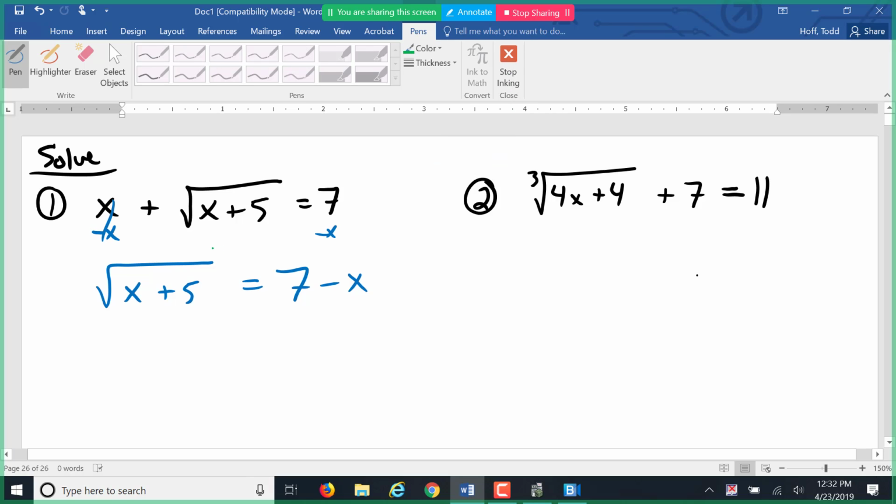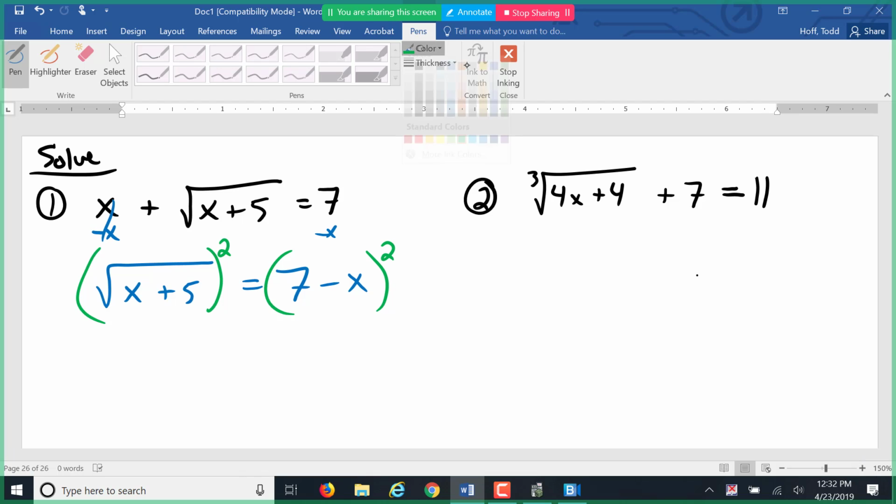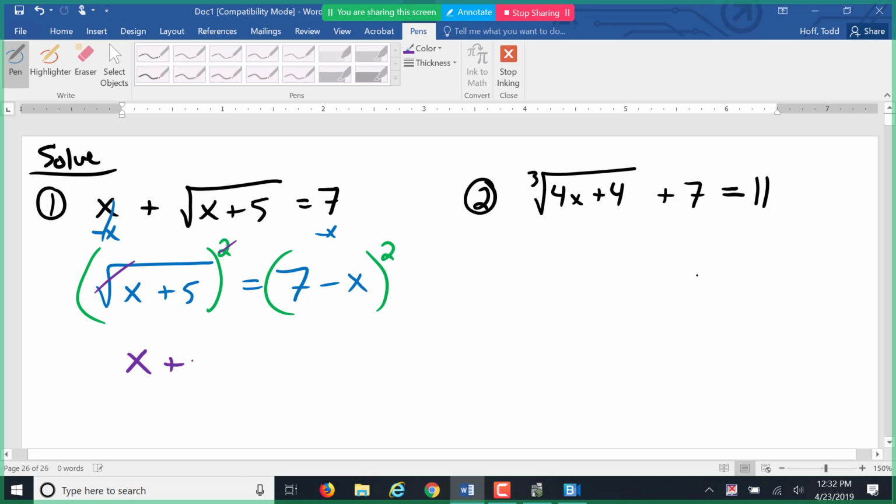That's the square root, so it's going to take a power of 2. Perfect. So the square root and the squared cancel out, giving us x plus 5. 7 minus x squared is 49 minus 14x plus x squared. Remember, you'd multiply that out as 7 minus x times 7 minus x.